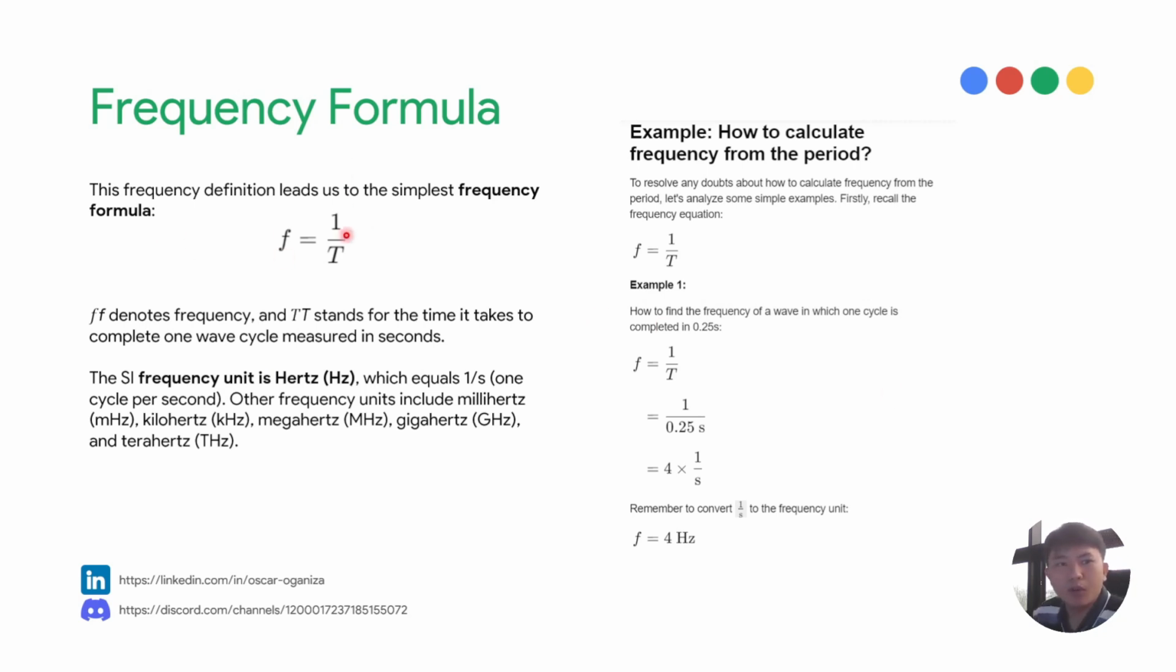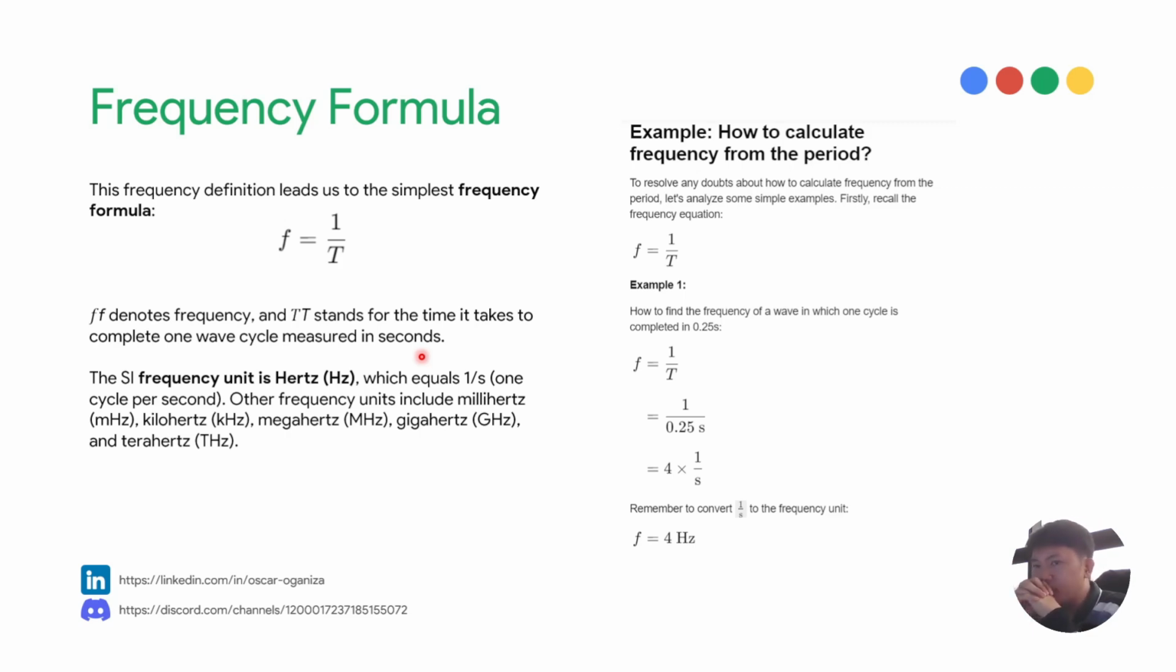This is the formula for frequency. Frequency is equal to 1 over t, or time. F denotes frequency and t stands for time, the time it takes to complete one wave cycle, measured in seconds. In time, we have microseconds, seconds, hours, years. You convert years into months, months into days, days into hours, hours into seconds. So that's how time is being measured. But again, for frequency, we use seconds.